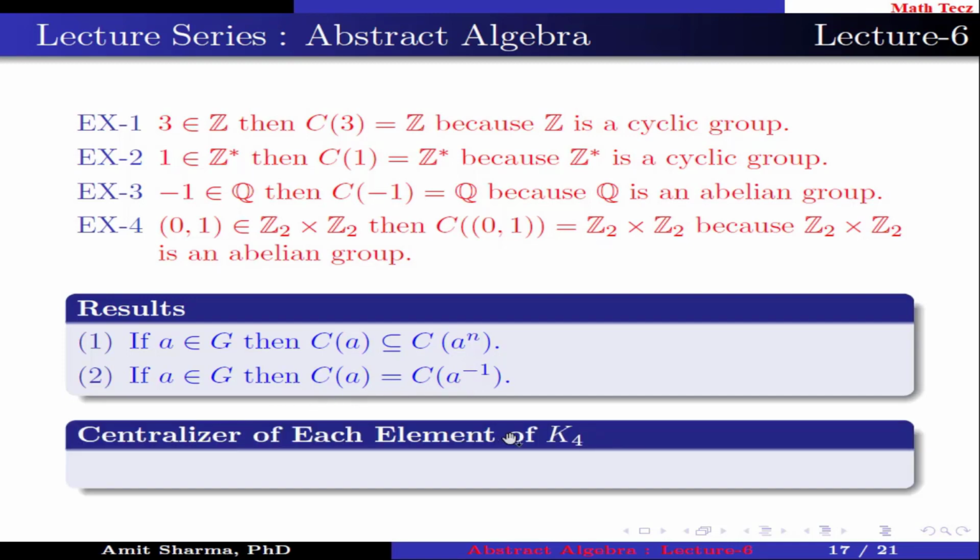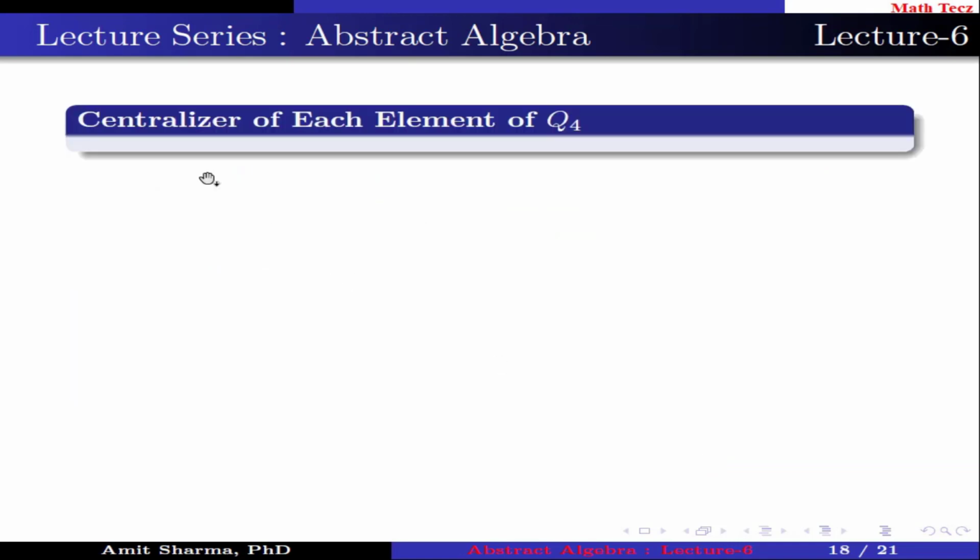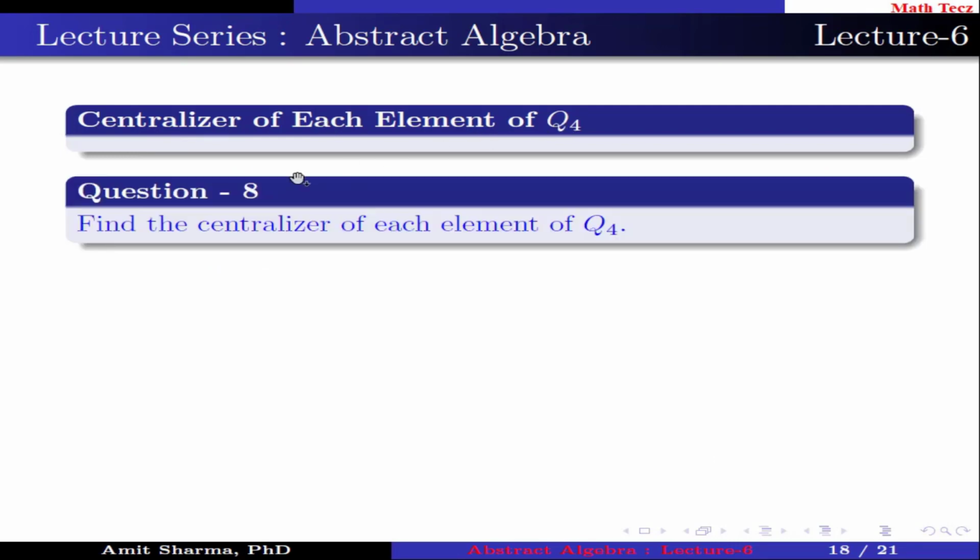Centralizer of each element of K4. For all a belongs to K4, the centralizer of a is K4, because K4 is an abelian group. Centralizer of each element of Q4. Question number 8: find the centralizer of each element of Q4.